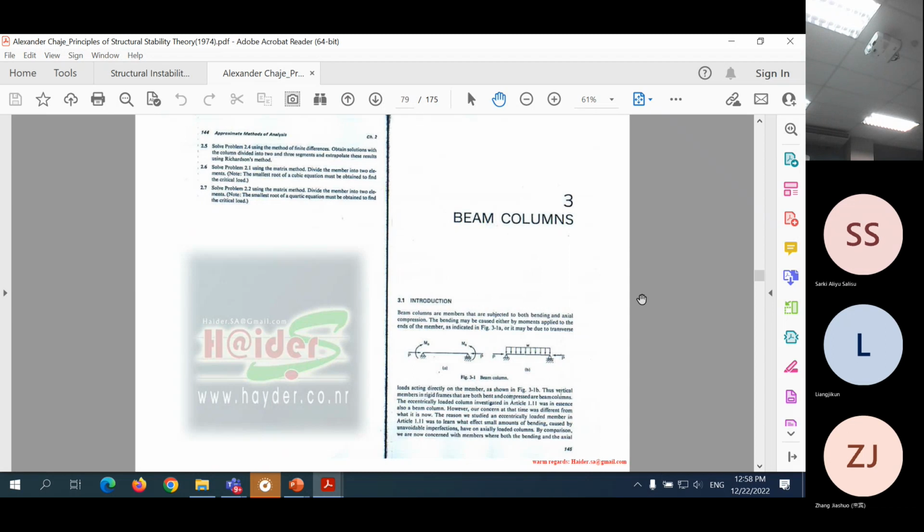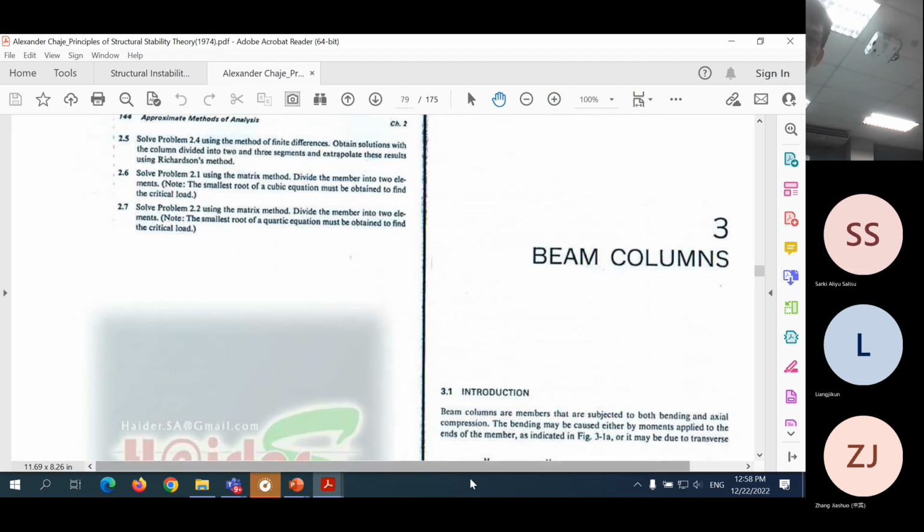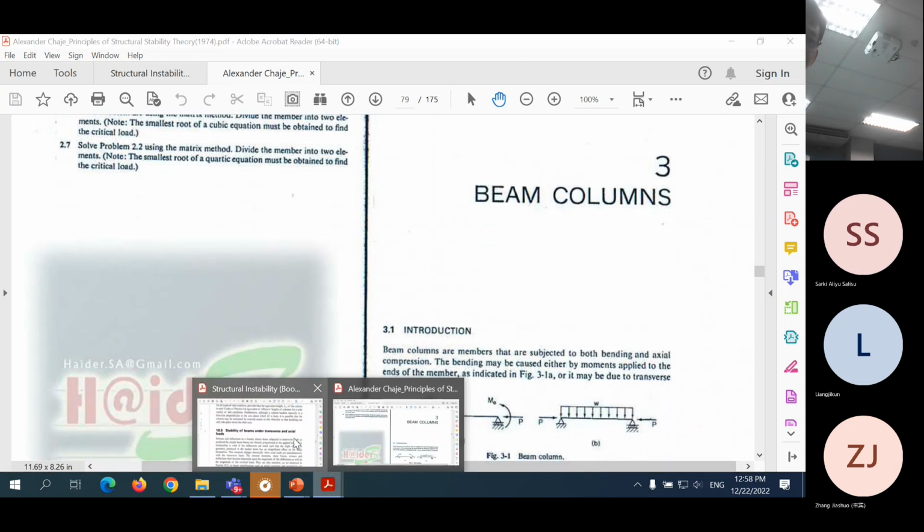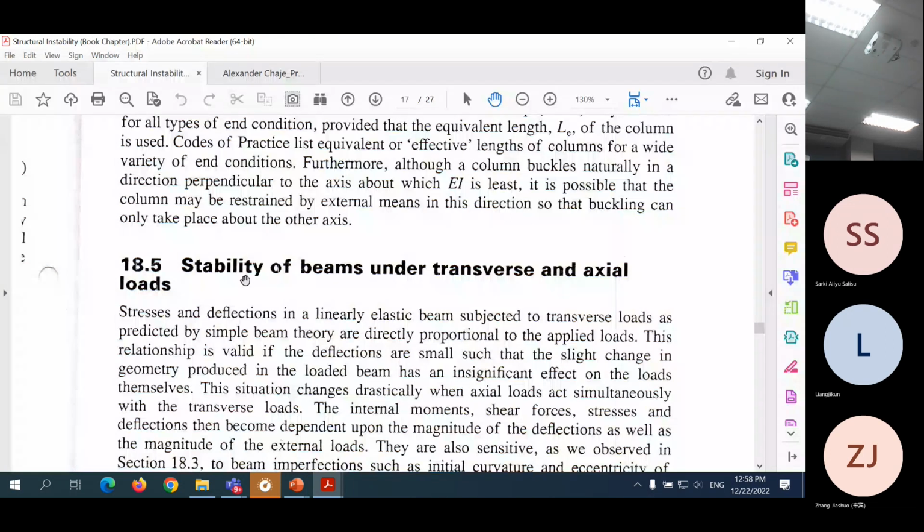If you want to read more on this introduction part, where can you find beam column? You can find it under chapter 3 of these notes, and also under section 18.5 of this note, on stability of beams, which they call beams under transverse forcing, bending, and axial loads. That will be the next thing that I will cover with you, and then we will see the amplification factor and the expression for it.